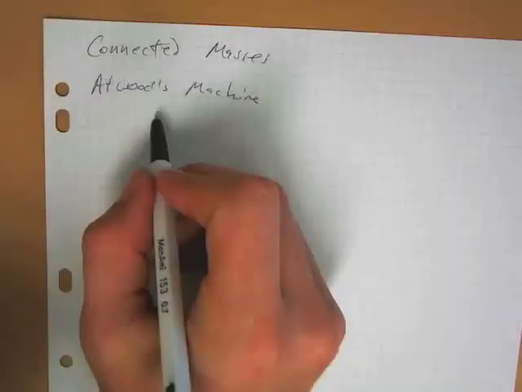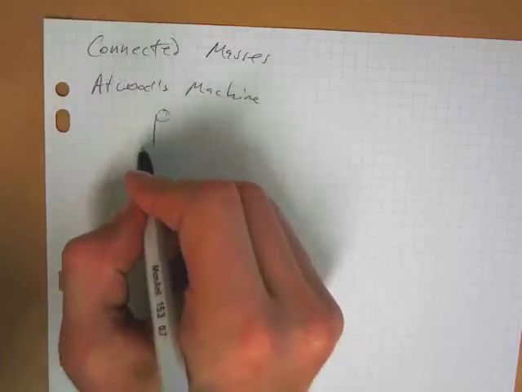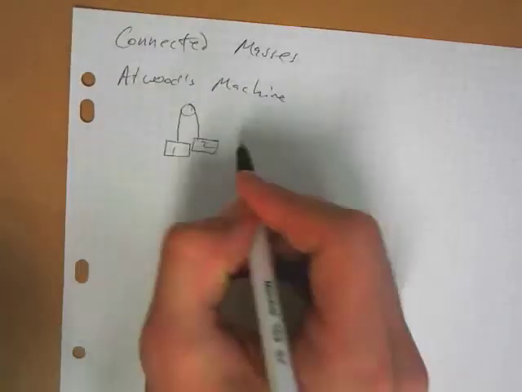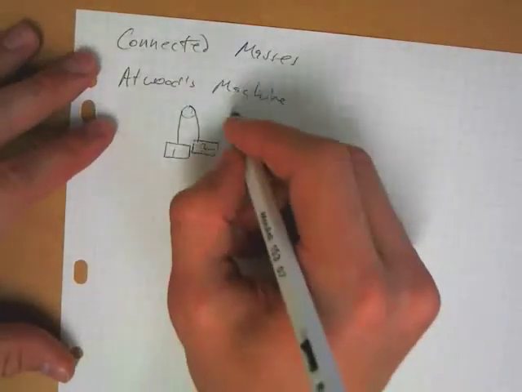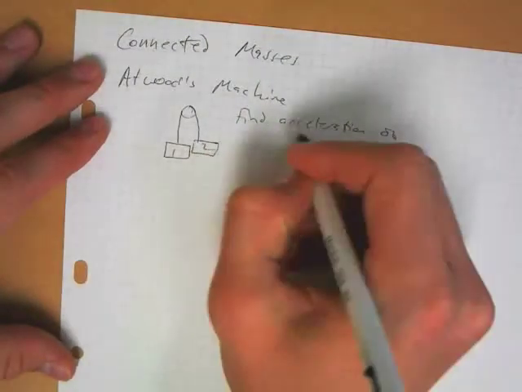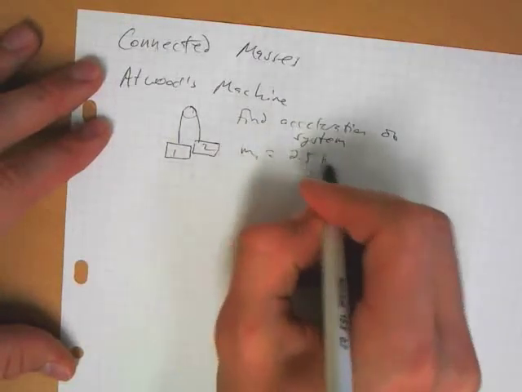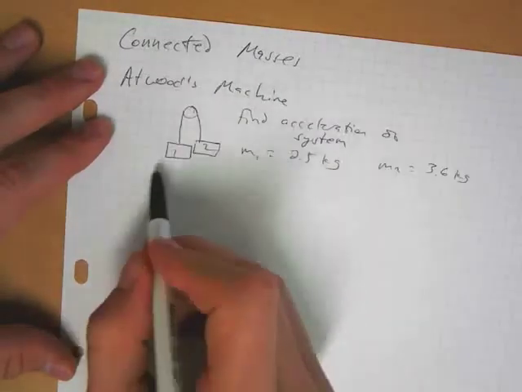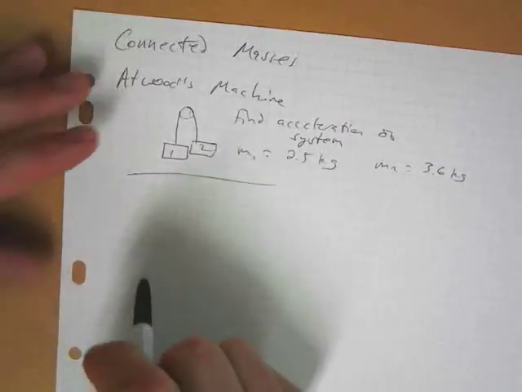So an Atwood's machine is a situation where we have a pulley, and we have a mass 1, and we have mass 2. Okay. And they're just hanging from this pulley, and we want to find the acceleration of our system, probably. Let's say mass 1 is 2.5 kilograms, and mass 2 is 3.6 kilograms. Okay, now released from rest up here. This is the ground. Let's think about the forces acting here.